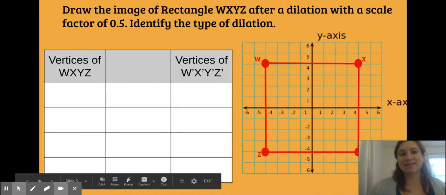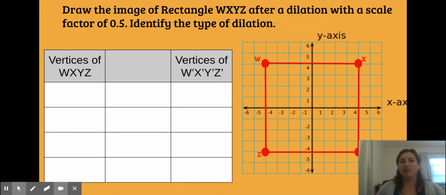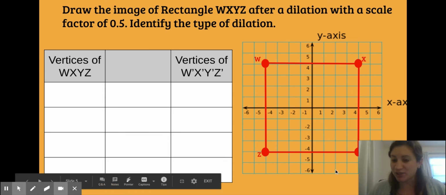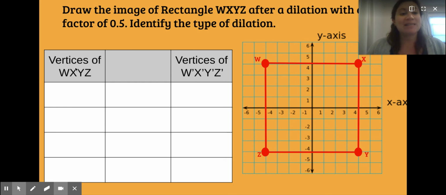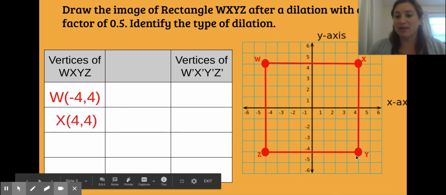All right, in this next example, we are asked to draw the image of rectangle WXYZ after a dilation with a scale factor of 0.5, and then identify the type of dilation like we just did with the enlargement in the previous slide. Now, our first step is that we are going to state the vertices of WXYZ. W is at -4, 4. X is at 4, 4. Y is at 4, -4, and Z is at -4, 4.